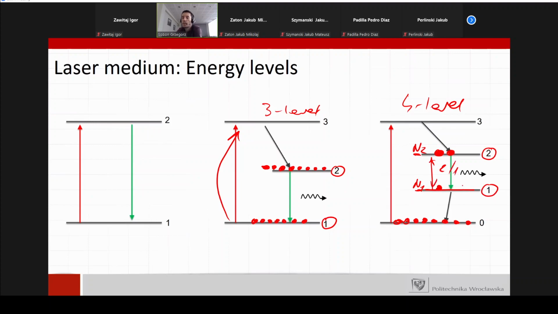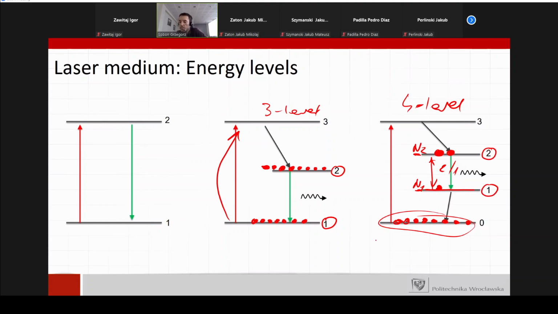So I need to have population inversion only between these 2 levels, and I don't care about the population of the ground state. So this is way more efficient in case of lasers. Because as I said, the lifetime of level 1 is very short, so it gets depopulated very fast. So these atoms just decay very quickly to the ground state. That's why if we want to build a laser, we usually use a 4-level medium.